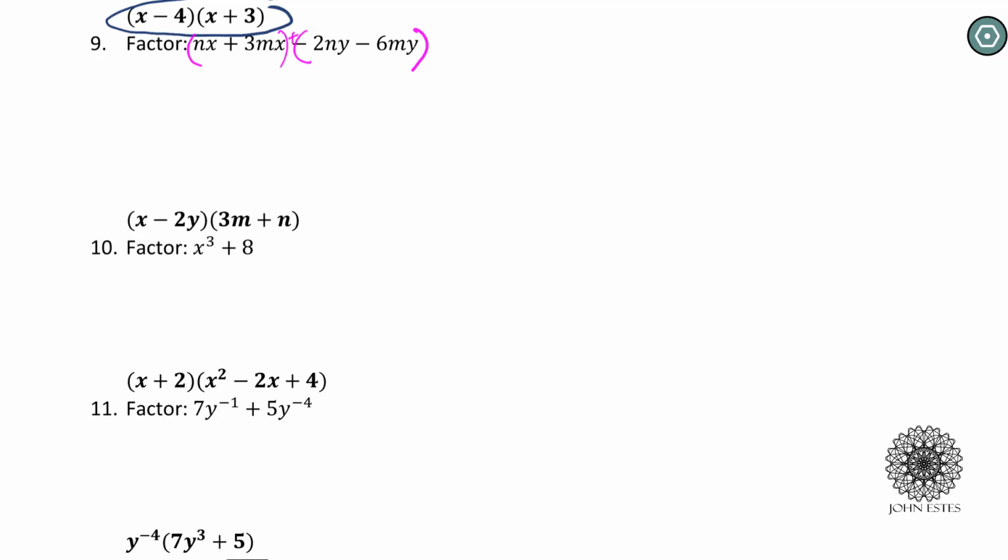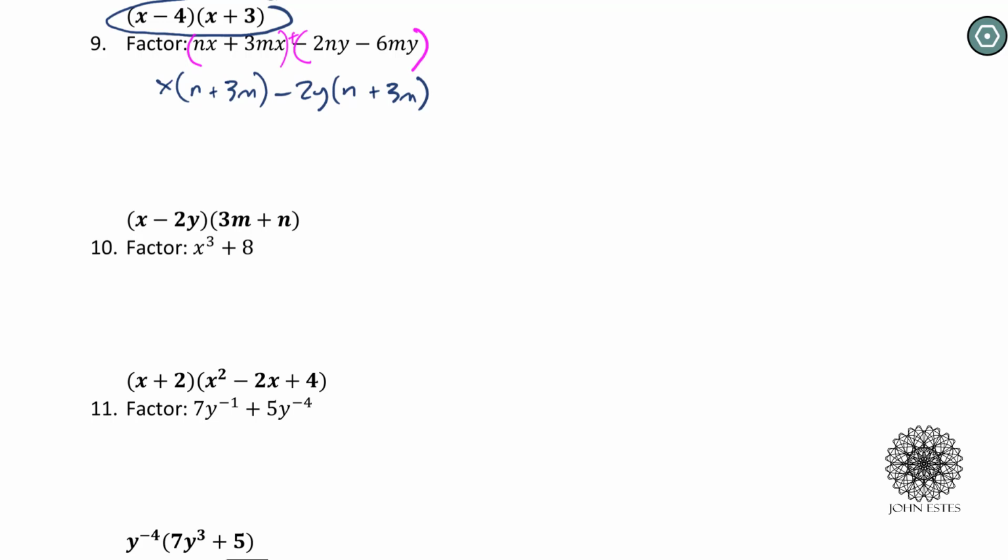And now I take my first two and factor out a common factor. And notice I can take out an x out of those first two things. So that would be n plus 3m. Out of the second two, it looks like I can take out a negative 2 and a y. So maybe a minus 2y. If I do that, the first term becomes an n. That's all that's left. The second term becomes a plus 3m.